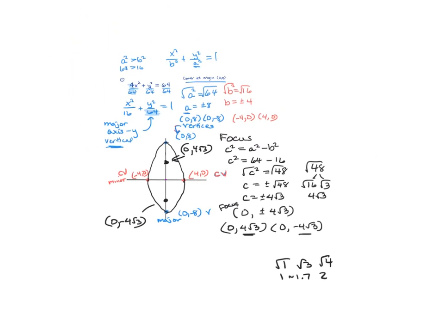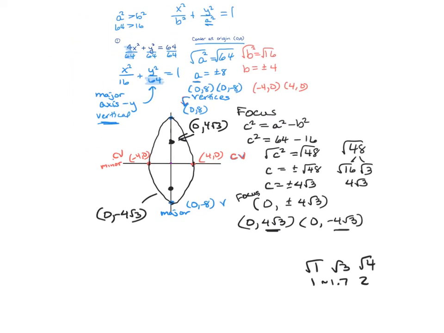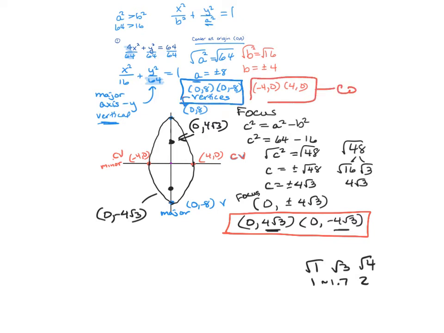So that would be what you're looking for. So again, when you're doing the homework, you're going to be asked to find the focus points, the vertices, the co-vertices, and then you're going to be asked to graph. You're also going to be asked for the domain and the range. So we're going to write it in interval notation.